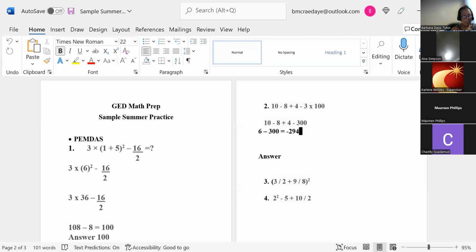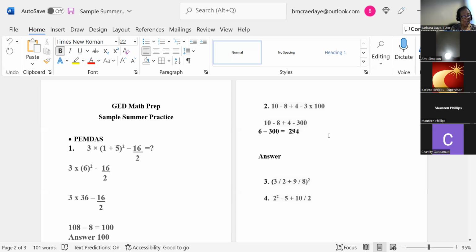Maureen has a habit of throwing away signs. But remember, you're adding and you have unlike signs. So you subtract 6 from 300 to get 294. 300 is bigger with a minus, so it's a minus. Or you've got more minus than plus, so your answer has to be minus. Got it? Yes, ma'am.